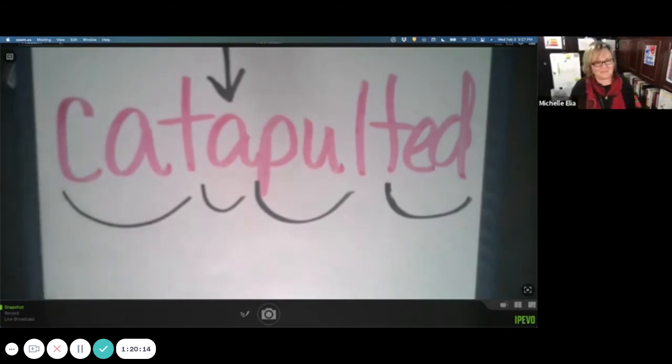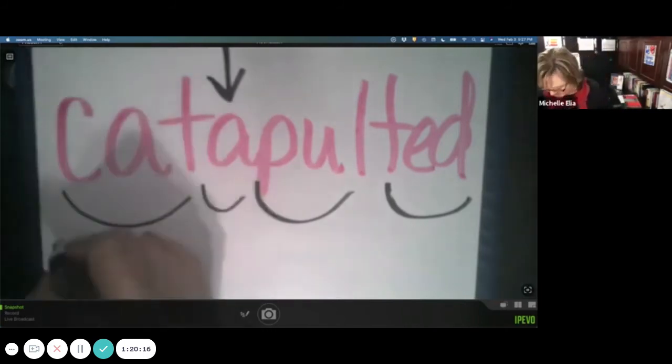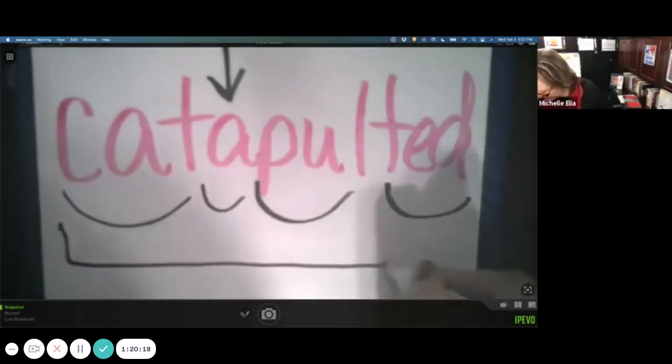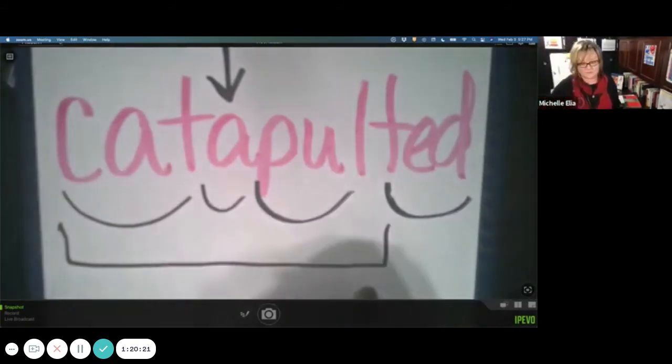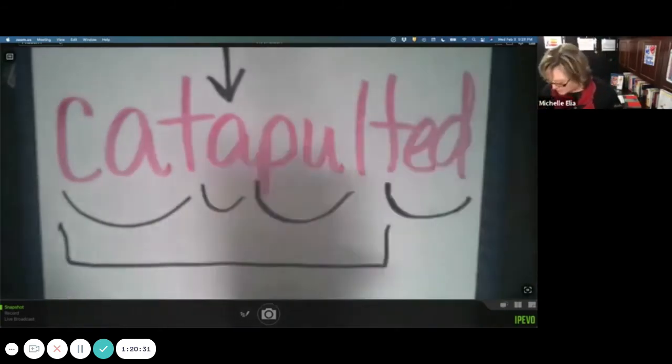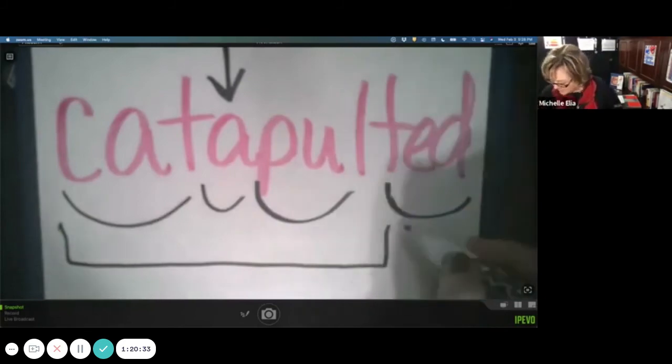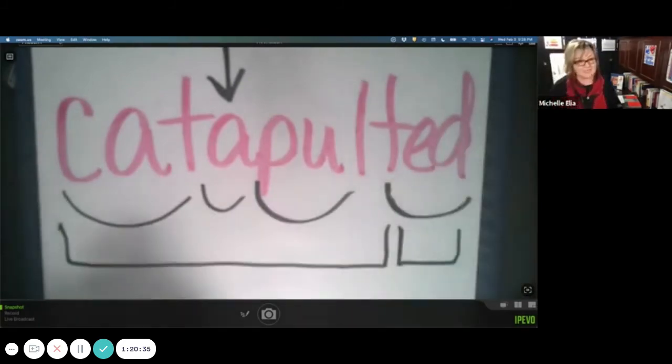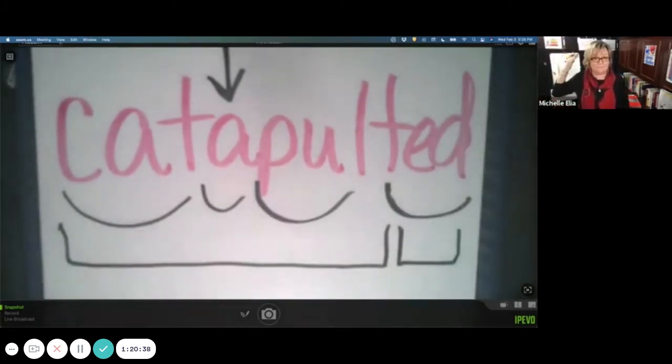Then the next thing I want to do is also connect, if at all possible, to the morphology in this particular word. ED is a suffix, so that's why we're talking about the morphology. In English, I have this word catapult, and you get a lot of bang for your buck when you focus on the morphemes, because if you provide explicit instruction in the morphemes, then they're able to apply it to new words that they've never seen before. So here we have catapult, and then we have this suffix ed, which means it happened in the past.